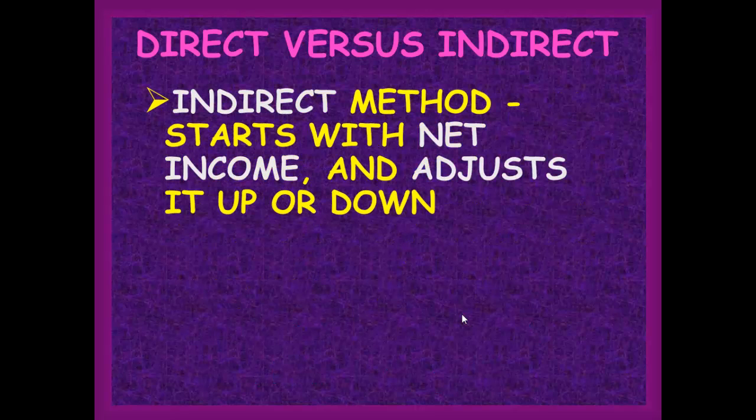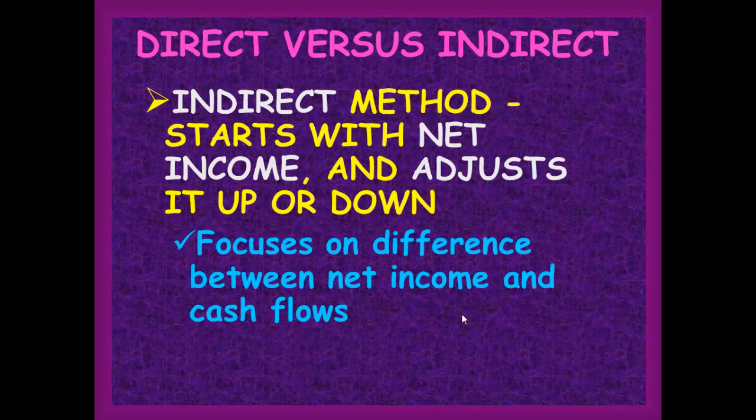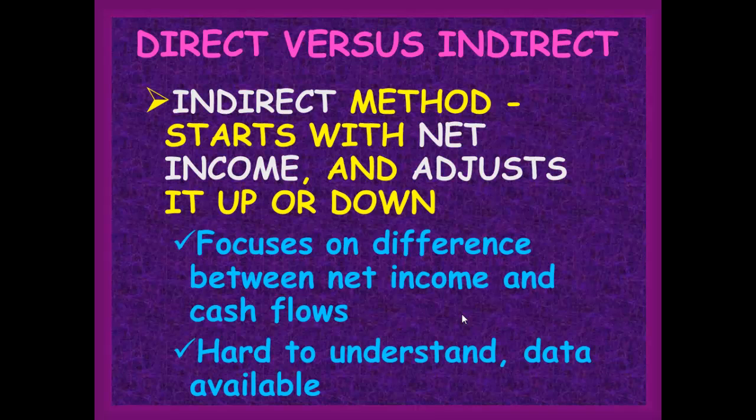The indirect method starts with net income, adds some things and subtracts some things to get to cash from operating activities. The focus here is on explaining why net income and cash flows from operating activities are different. We're going to reconcile those two here. It's the hardest to understand for most people, but it is the easiest to prepare.